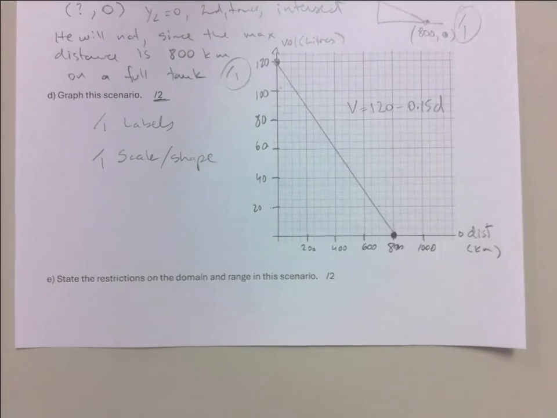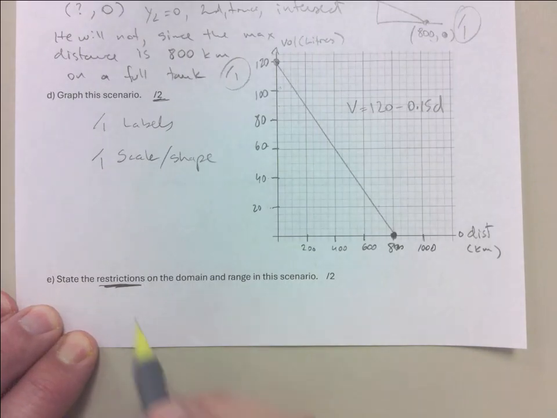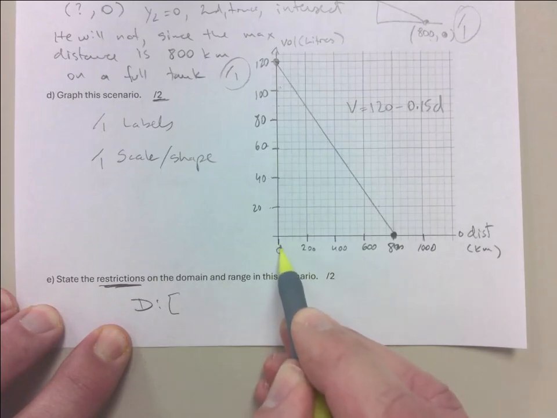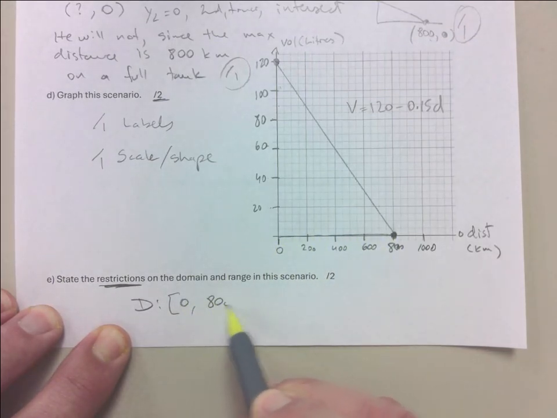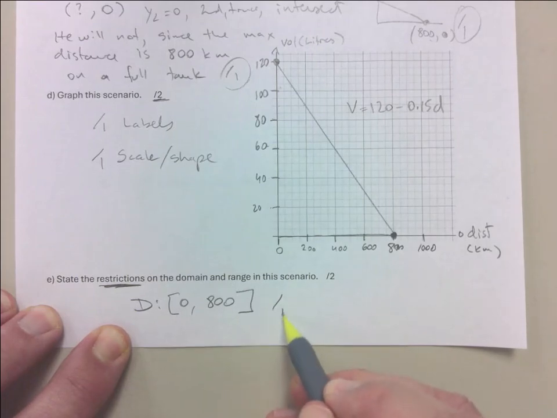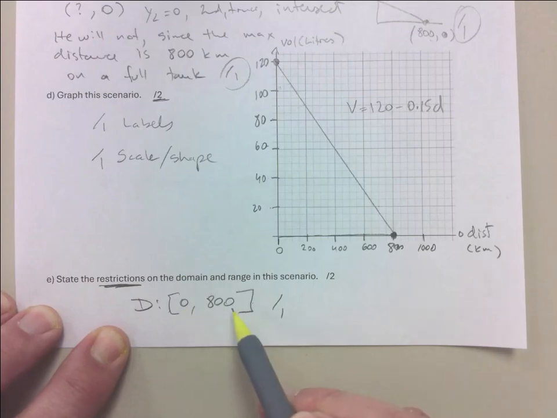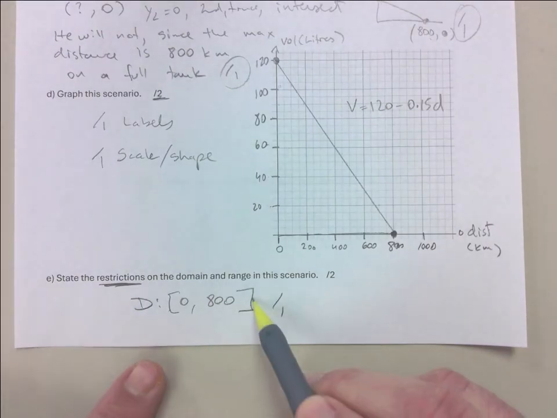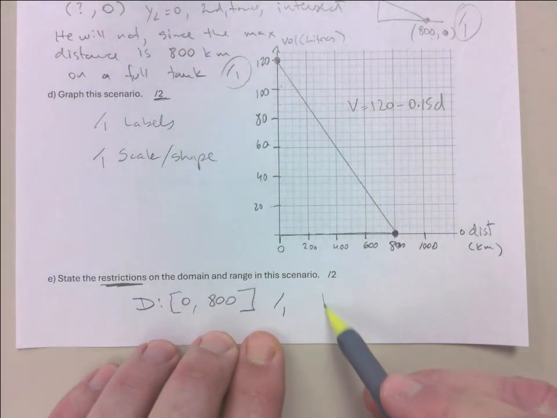All right. State the restrictions on the domain and range. So this is another weird way of asking for the domain and range. So the domain is from driving 0, you can just park and not drive, all the way to 800. That is your domain. So you get half a mark for the appropriate brackets, square brackets, and half a mark for the correct values. So if your values are flipped or wrong, you lose half, but if you have square brackets on either end, you get half. So that's how we mark that.